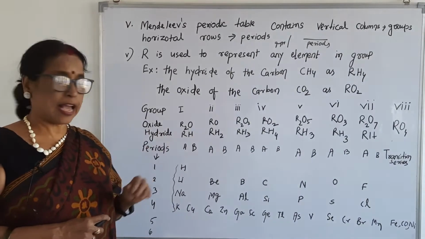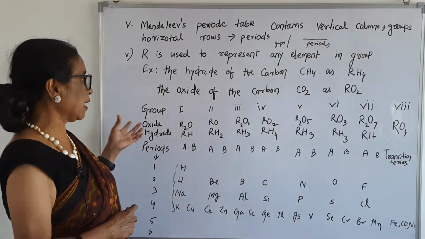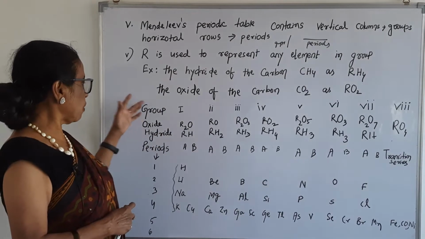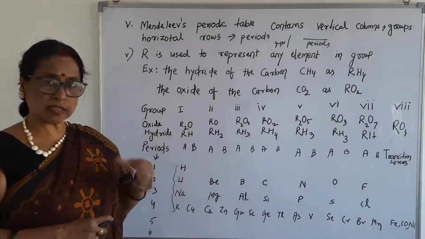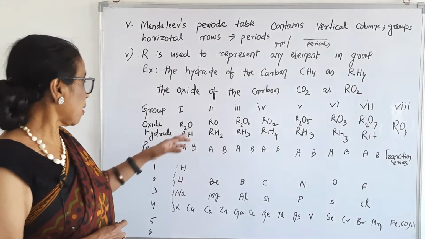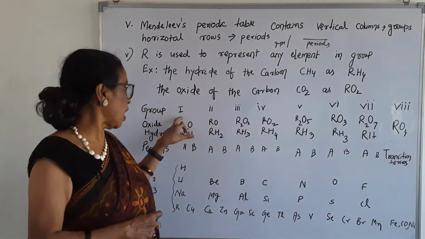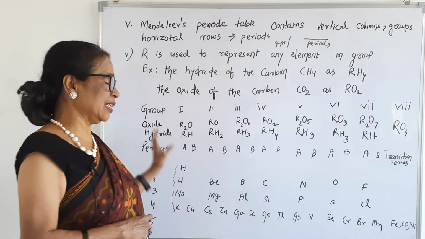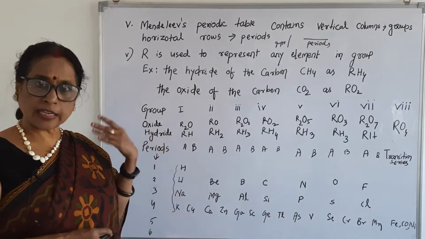R is used to represent the element, and oxide, CO2 for example, and hydride, CH4. So RH4 and RO2. This is group 1, 2, 3, 4, 5, 6, 7, 8. In here, oxide and hydride: the valencies are used to form the oxides and hydrides. From here you can say what the valency of group 1, 2, 3, 4, 5, 6, 7 is, and 8 leave it. Up to 7 you can easily calculate the valency of the element and how the oxides and hydrides are formed.